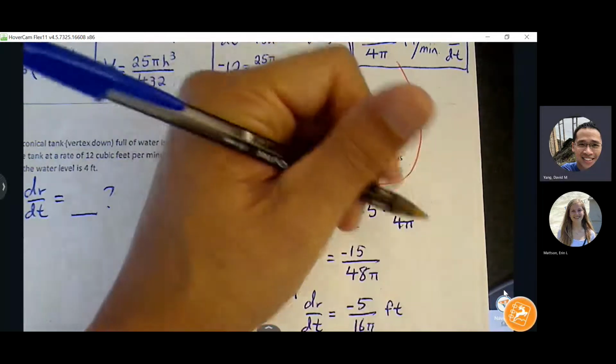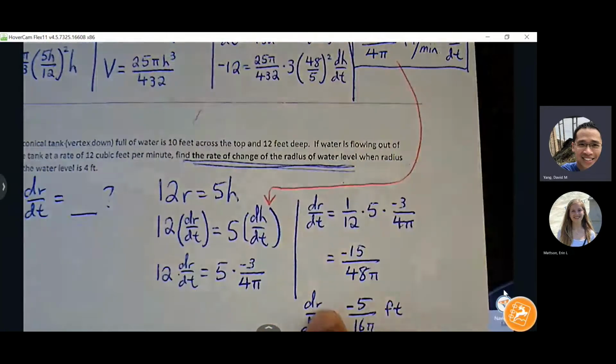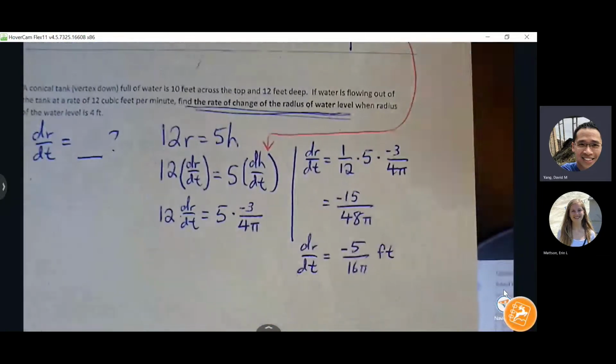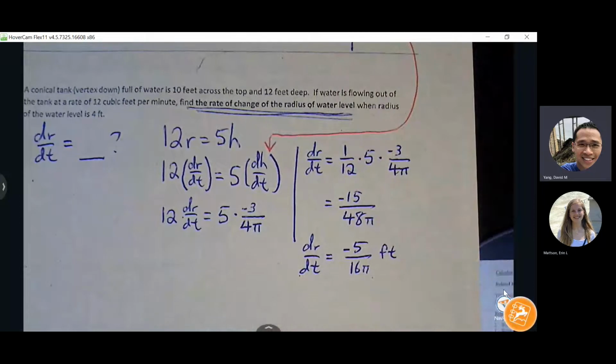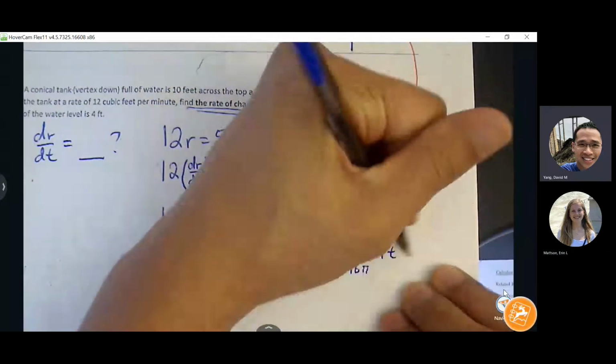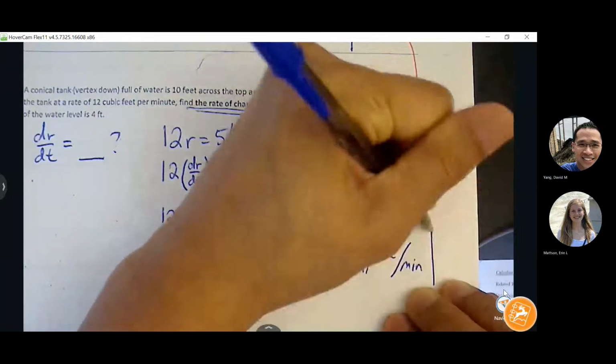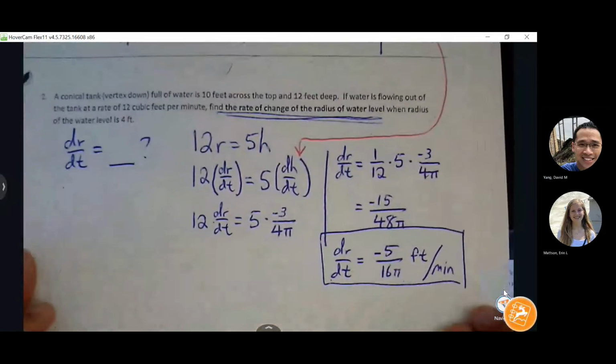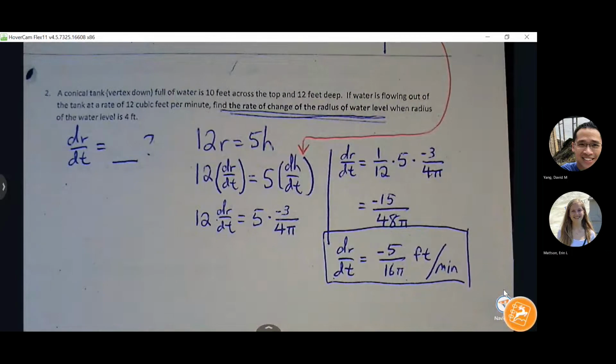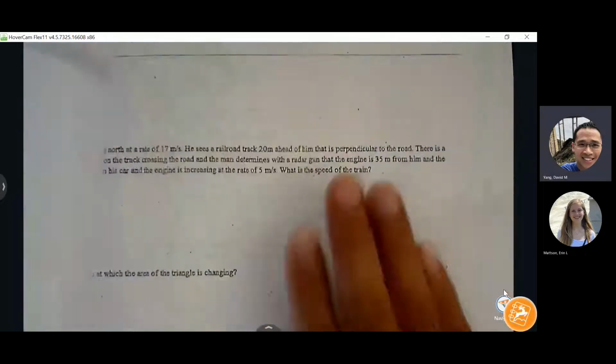Same units as dh/dt. Radius is a one-dimensional unit, so that's feet. Time is in minutes, so feet per minute. Okay, any questions with this volume problem here? All right. Next up.